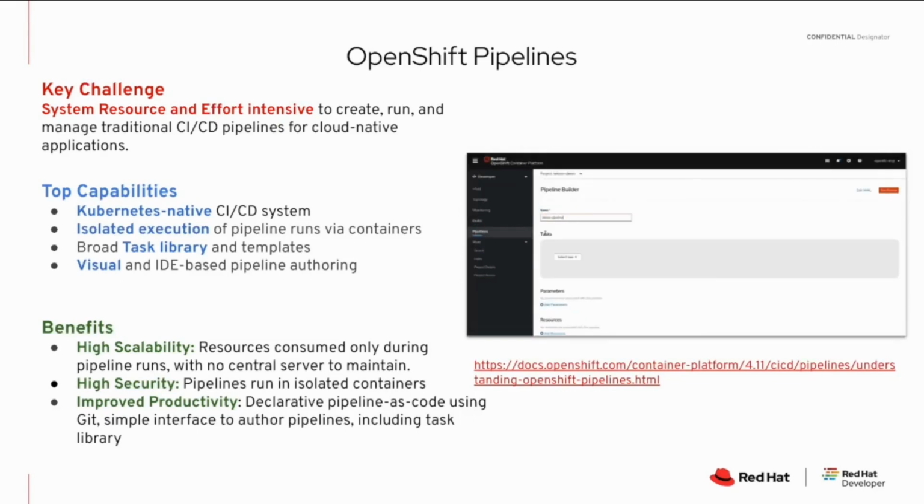OpenShift Pipelines is based upon a very popular open source project called Tekton. And what OpenShift Pipelines gives you is, number one, a Kubernetes native CI/CD system. It uses resources as needed. It scales as Kubernetes allows it to scale, with the architecture of containers. It gives you isolated execution.